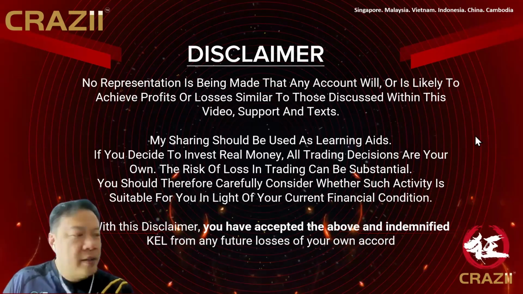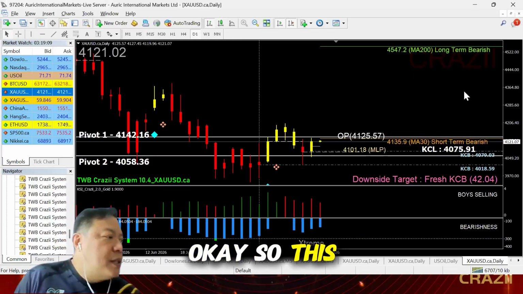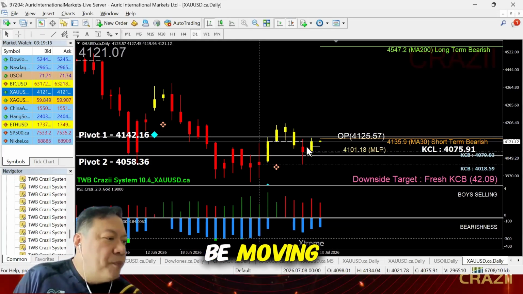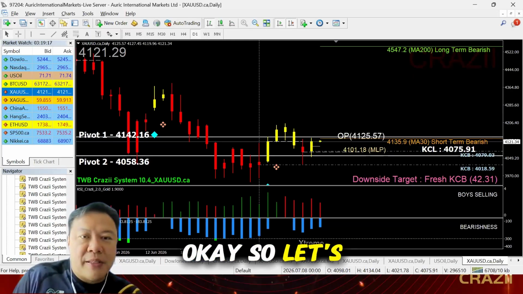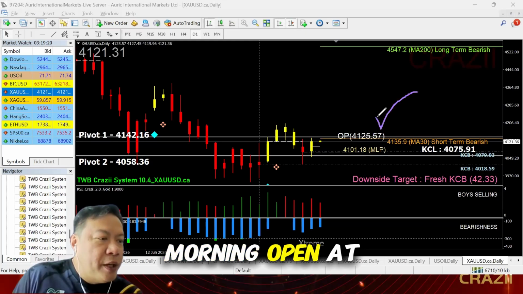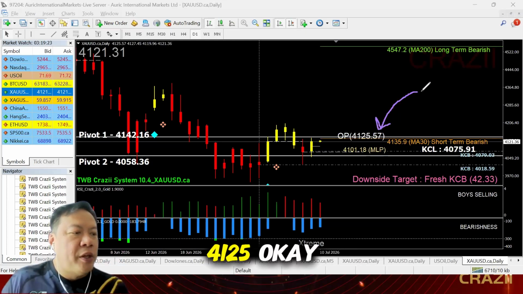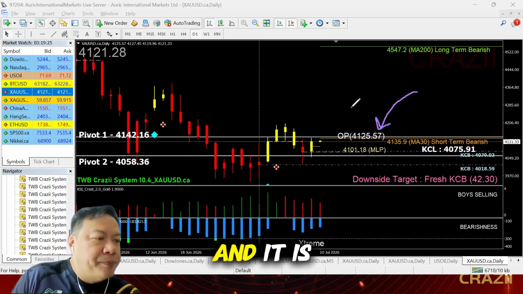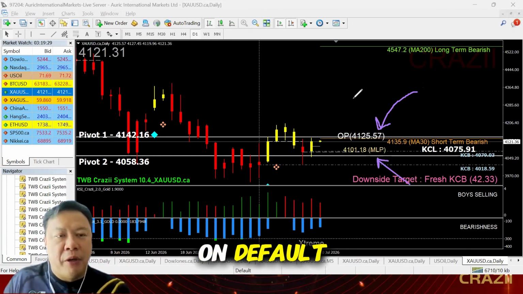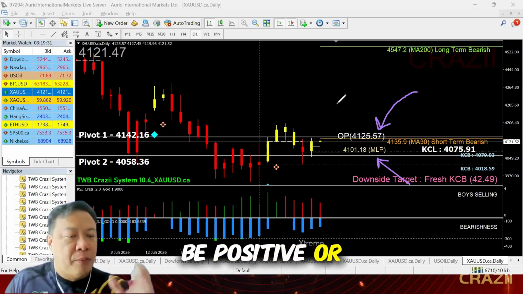Okay, so this is the gold price. It seems to be moving. Let's just go into it immediately. Now, gold this morning opened at a price of 4125, and it is above the MLP. So by default, it's supposed to be positive or bullish.